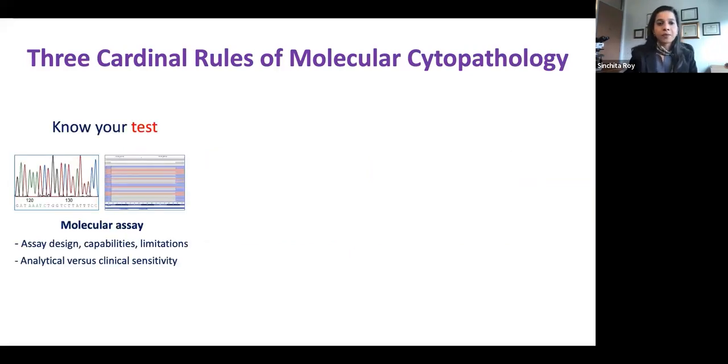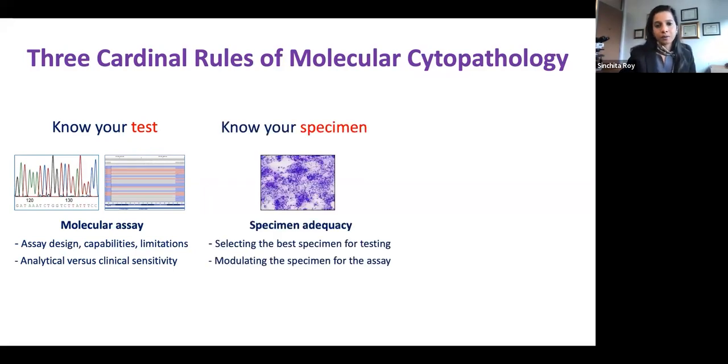When I say you know your test, you need to know what kind of assay is going to be used, what the capability of that assay is, the sensitivity, and what the limitations are. Because if the assay you're using is not designed to pick out certain things that you are looking for, it is not going to be able to pick it out because it wasn't designed to do that. So you have to know the analytic sensitivity of your assay, but also the clinical sensitivity, which is what that assay is capable of picking out.